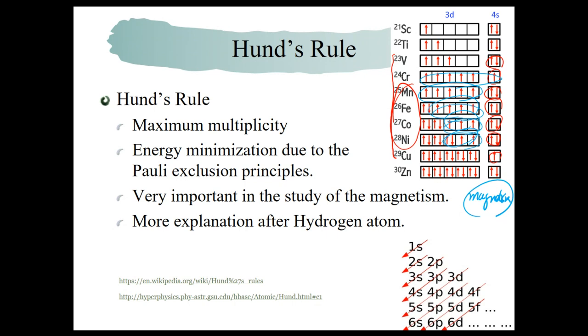But in a metallic system, there is something more. So we usually have a large magnetic moment in, you know, cobalt and iron. So cobalt and iron have a large magnetic moment, but not manganese. But in the atomic case, manganese has a large magnetic moment because of these unpaired electrons.